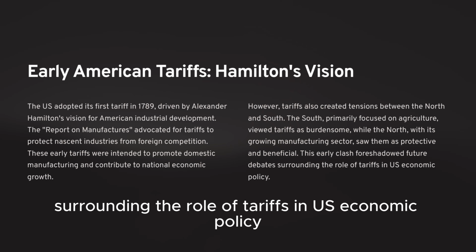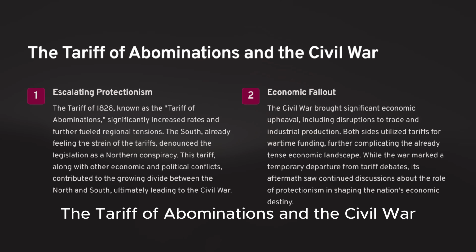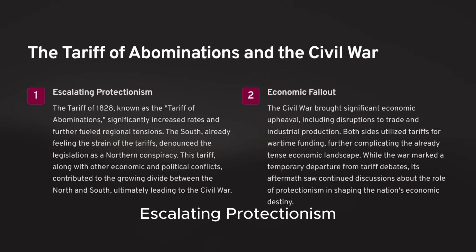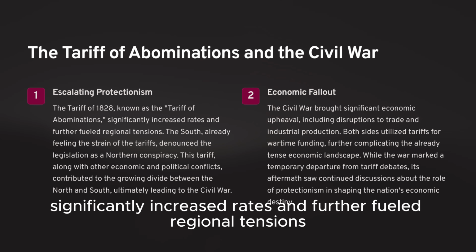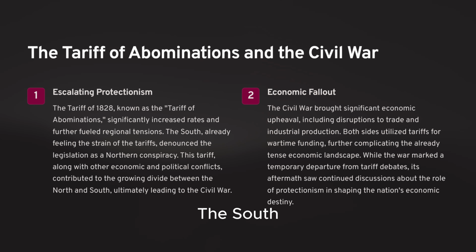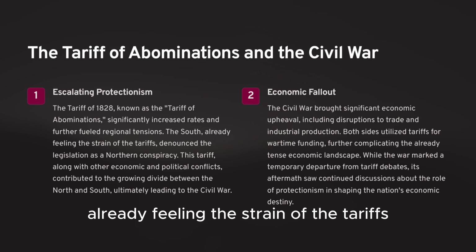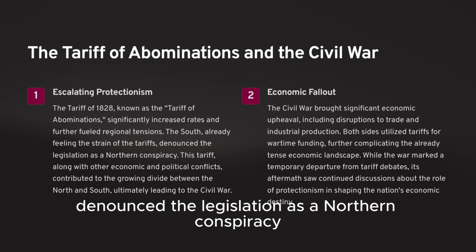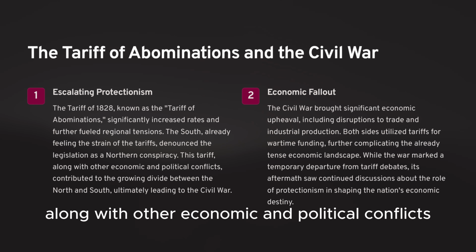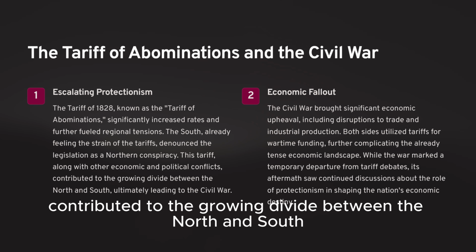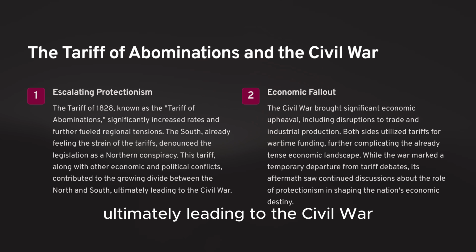economic policy. The Tariff of Abominations and the Civil War: escalating protectionism. The Tariff of 1828, known as the Tariff of Abominations, significantly increased rates and further fueled regional tensions. The South, already feeling the strain of the tariffs, denounced the legislation as a Northern conspiracy. This tariff, along with other economic and political conflicts, contributed to the growing divide between the North and South, ultimately leading to the Civil War.